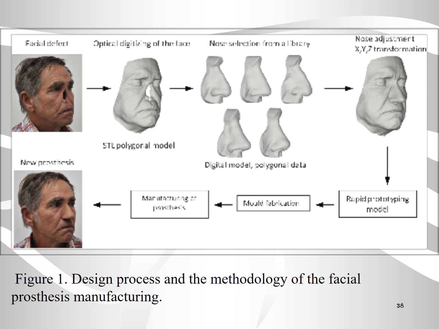Coming to the third step, that is the manufacturing of the nose prototype via the rapid prototyping model or morphology. Then comes the mold fabrication. Then comes the manufacturing of the silicone prosthesis. And the last photo is the final fitting on the patient's face. So these are the basic design process and the methodology of facial prosthesis manufacturing.